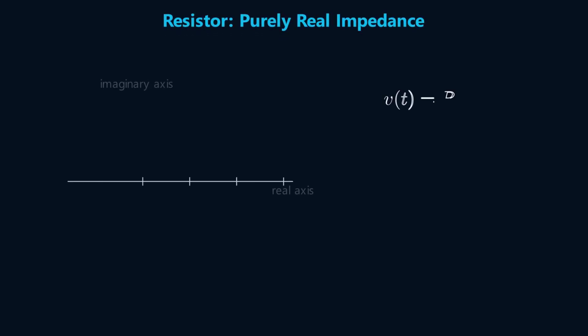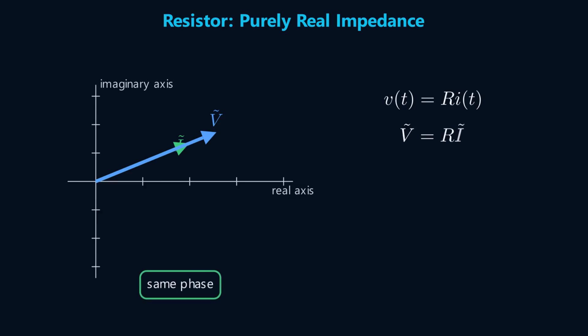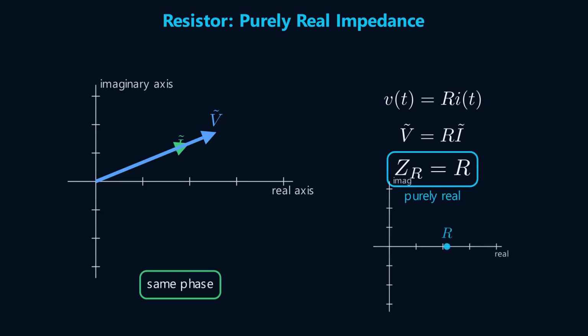Start with the resistor. In the time domain, v equals R i. Nothing differentiates or integrates here, so the phasor form stays simple. V equals R I. The impedance of a resistor is just R. It is purely real, and voltage and current are in phase. Their phasors point in the same direction.